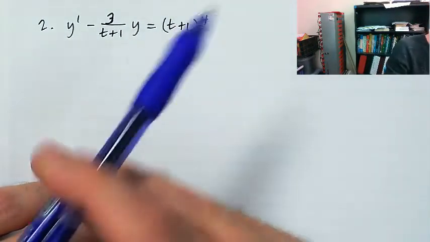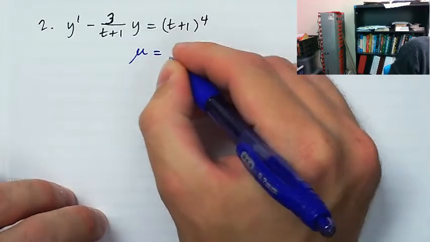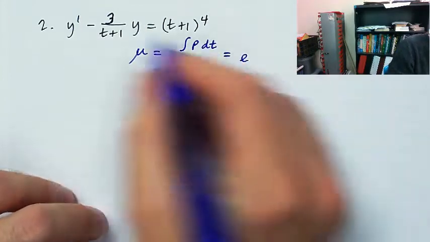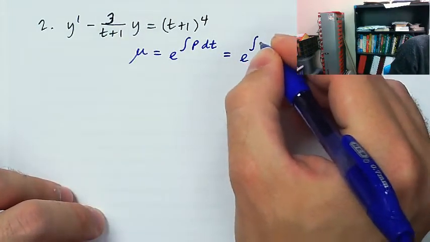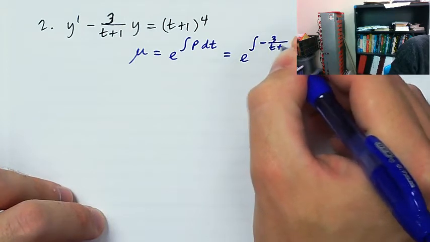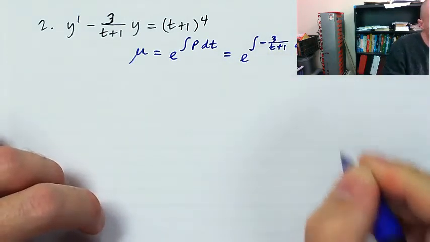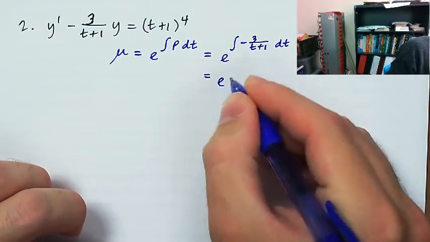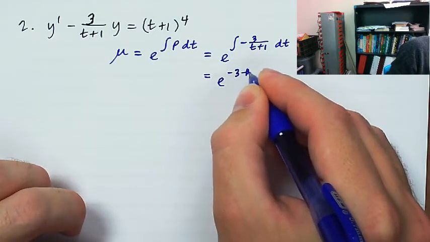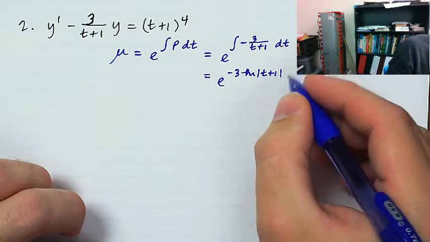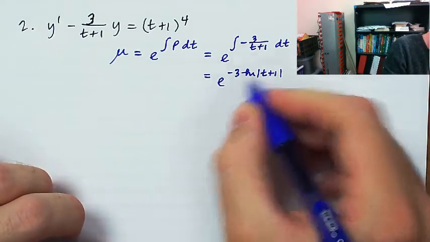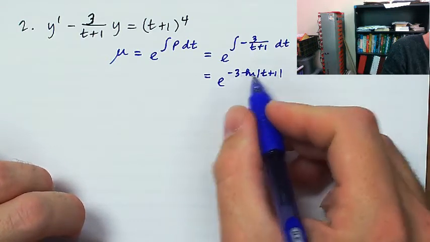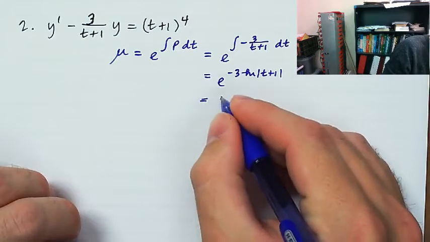I'm going to say, all right, my integrating factor, we know, is going to be e to the antiderivative of p. And so that's going to be e to the antiderivative of negative 3 over t plus 1. And then that's going to be t plus 1 to the negative 3. The e to the log of that was going to be t.